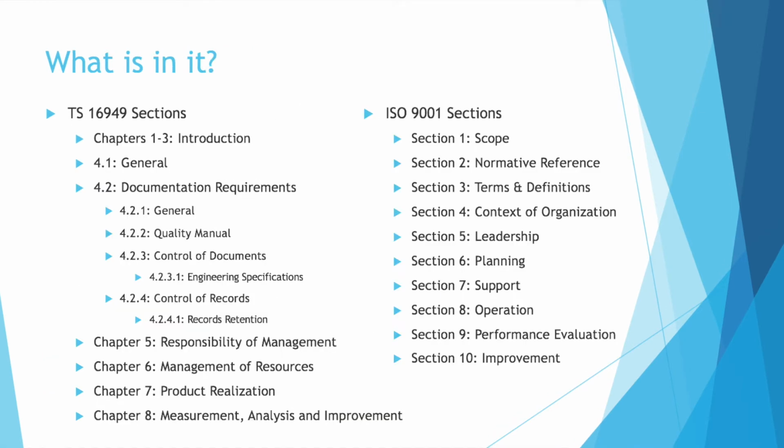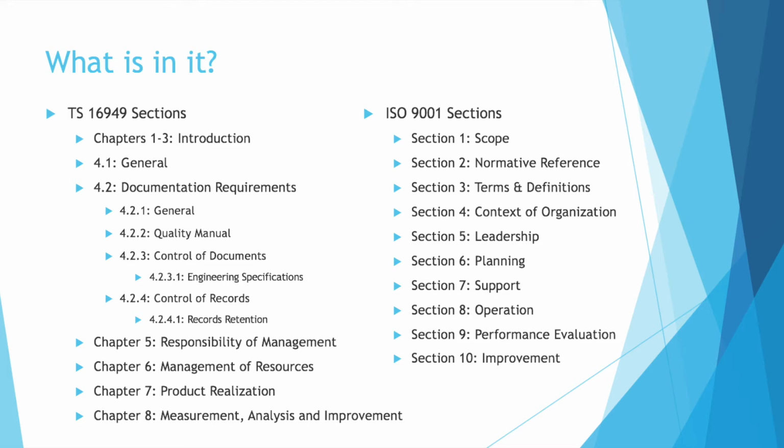So what is actually in the TS 16949 standard? Well, let's go over some of the sections and compare it to ISO for a good reference. Chapters 1 through 3 are all just an introduction. You actually won't be audited on these sections. So much like sections 1, 2, and 3 of ISO deal with the scope of the manual, references, and terms and definitions, chapters 1 through 3 of TS 16949 are much the same.